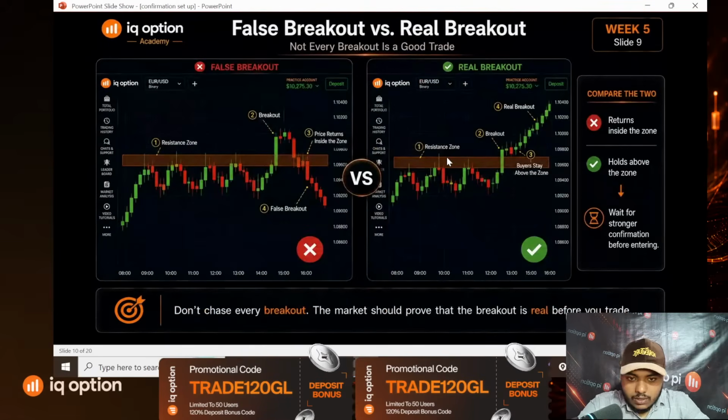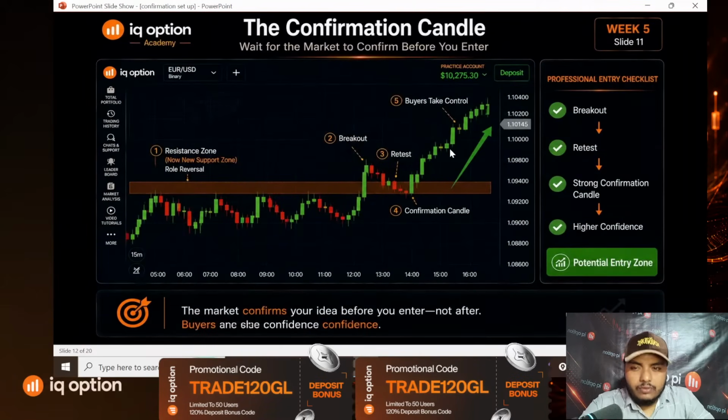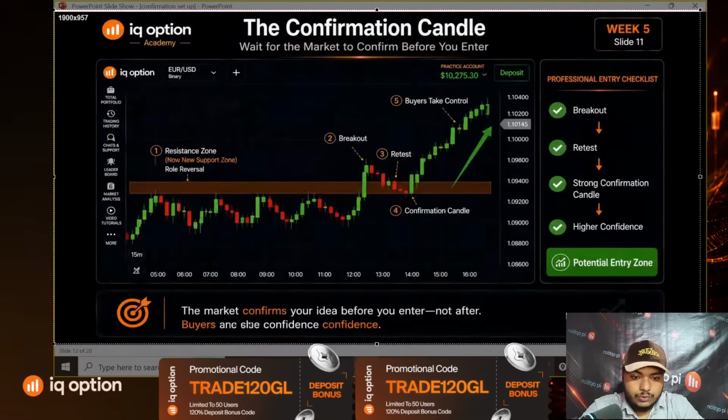Okay, let's move to the next topic. Our next topic is a confirmation candle. Let's talk deeply about the candle confirmations. What actually are candle confirmations? As I told you, you have to find a good area to get those confirmations.